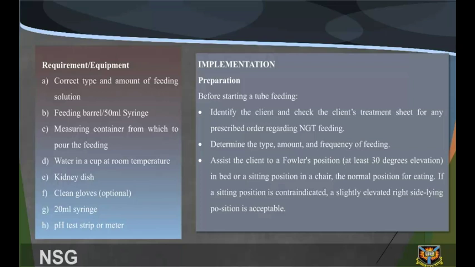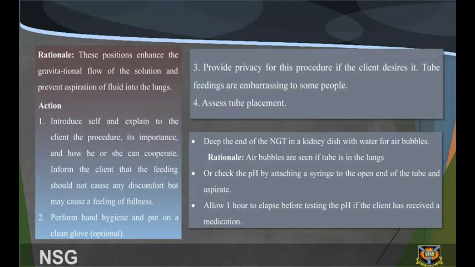Determine the type, amount, and frequency of feeding. Assist the client to a Fowler's position, at least 30 degrees elevation, in bed or a sitting position in a chair, the normal position for eating. If a sitting position is contraindicated, a slightly elevated right side lying position is acceptable. Rationale: these positions enhance the gravitational flow of the solution and prevent aspiration of fluid into the lungs.